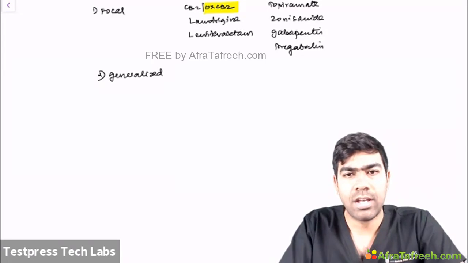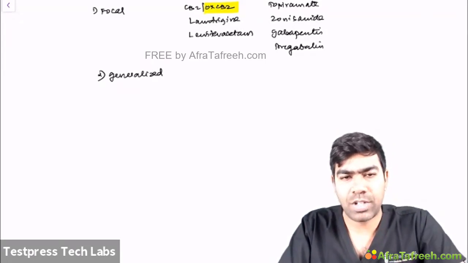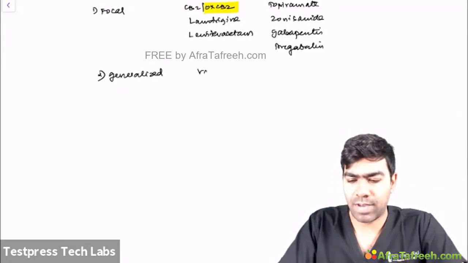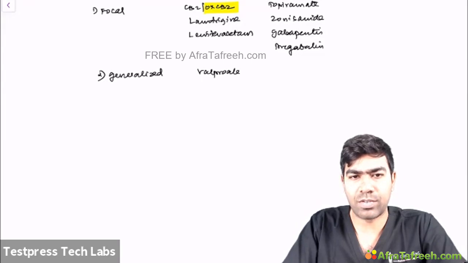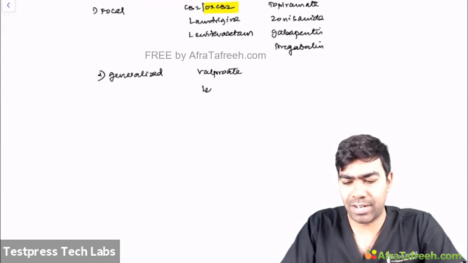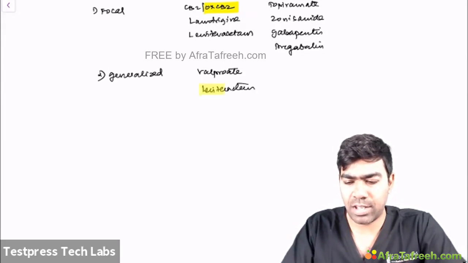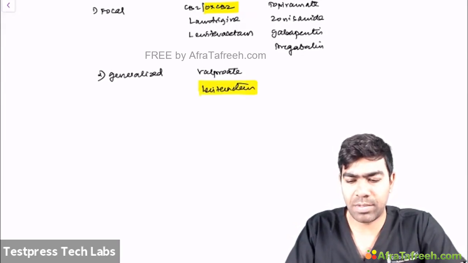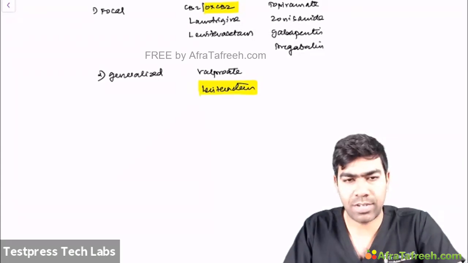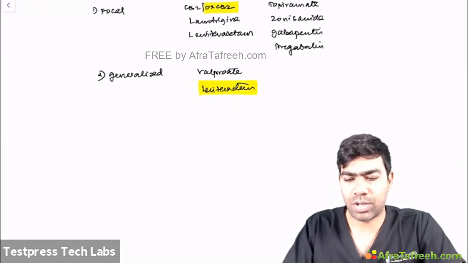Generalized seizures. For any type of generalized seizure, the first line is valproate, even though it has serious side effects, so we can consider alternative drugs like levetiracetam. In my practice, I use levetiracetam ahead of valproate because of the substantial high risk of side effects with valproate. Still, if you want, you can use it.